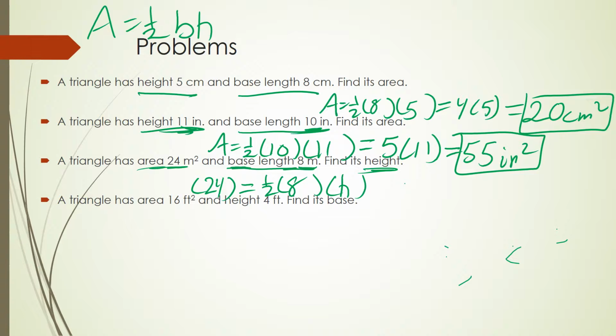So as we continue to solve, we can simplify down. So we have 1/2 times 8. So 1/2 times 8, well, that would be 4, so that would be 4h.